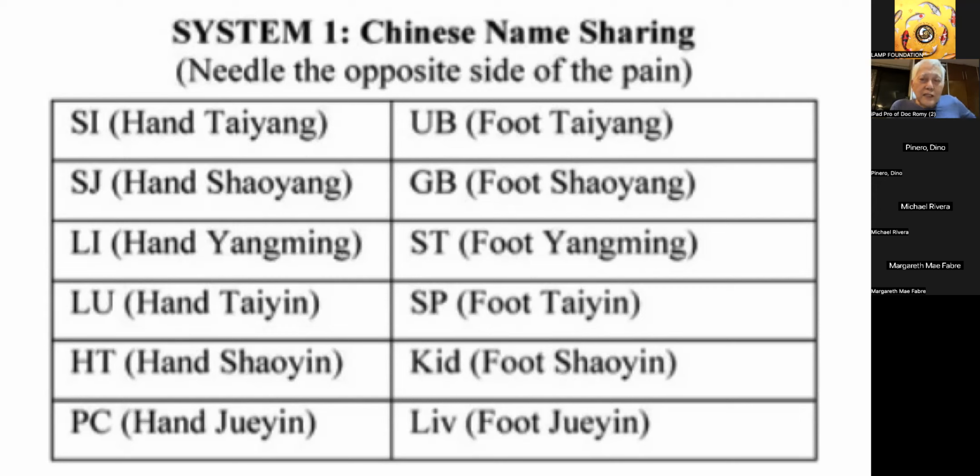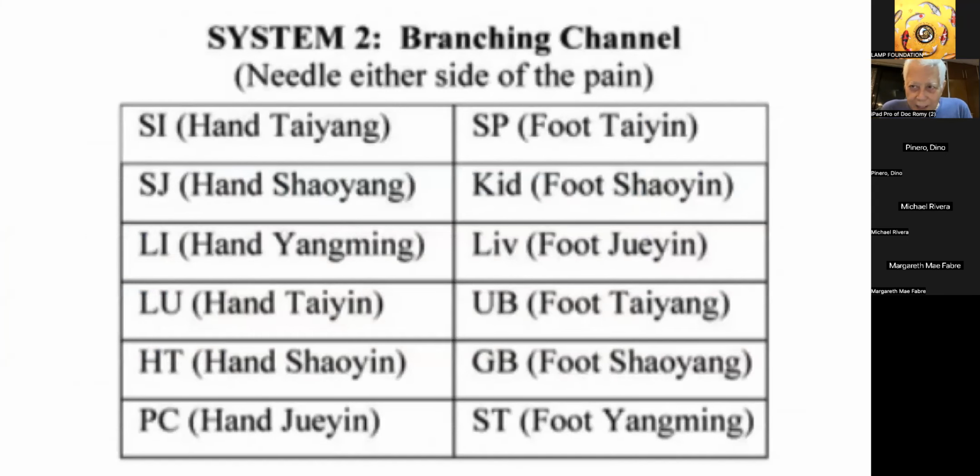Using system 1, ang pang Bladder. Ang system 2, UB. Ano gagamitin? System 2, Spleen. Spleen. Okay. So, how will you find out the point using mirror and image?